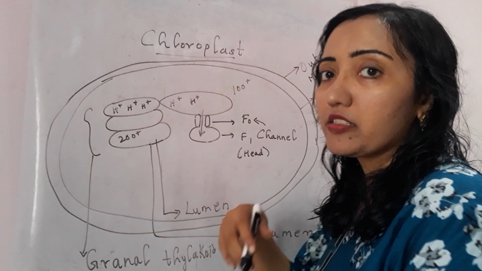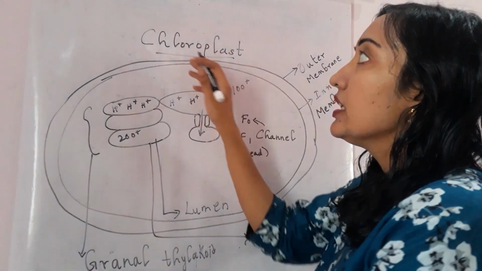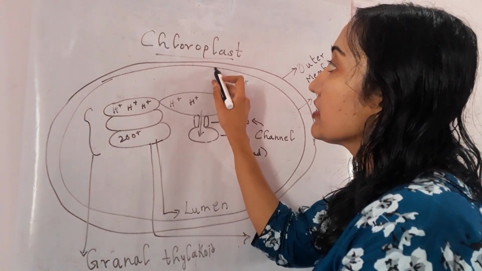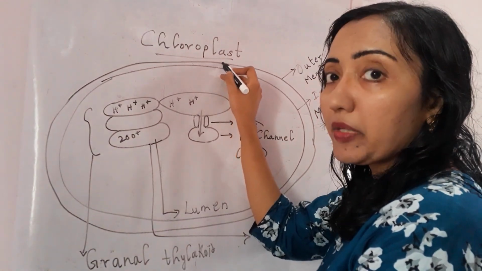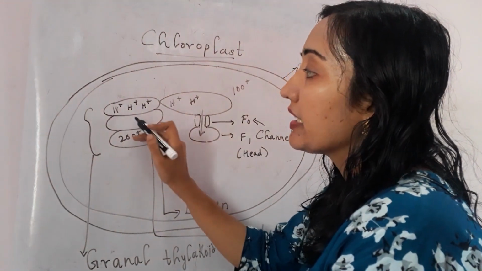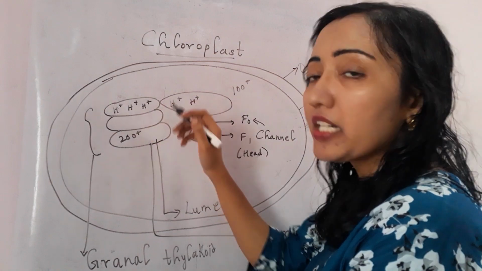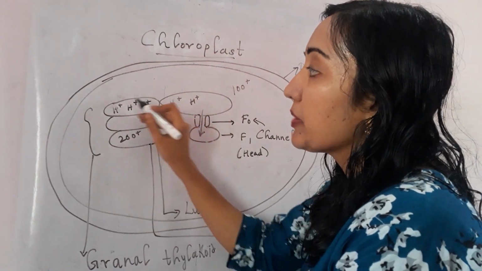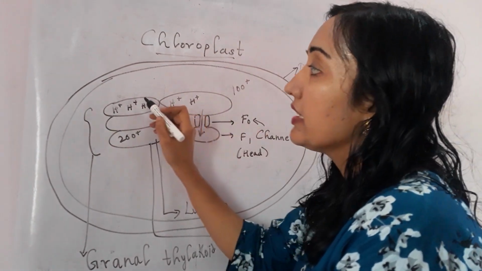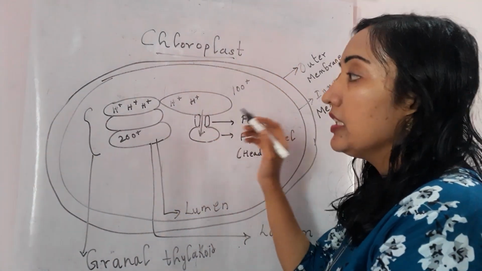I hope you understood. We will revise this structure once more. The chloroplast consists of an inner membrane and an outer membrane, and these membranes are made up of lipid. Moreover, there is the granum thylakoid, which has stacks of thylakoids one above the other. This empty space is known as the lumen, and the membrane of the granum thylakoid is also made up of lipid.